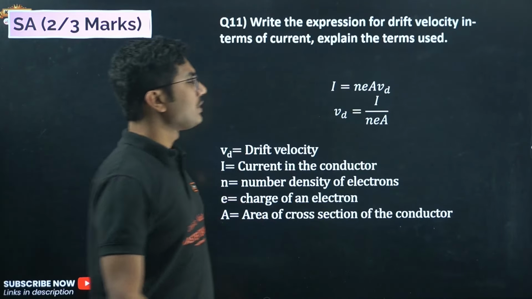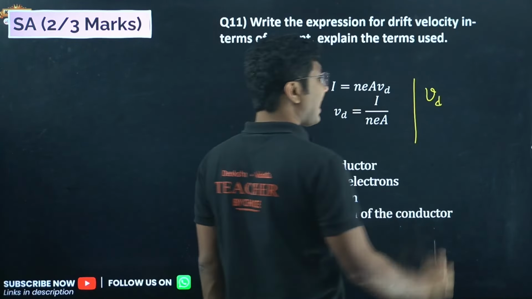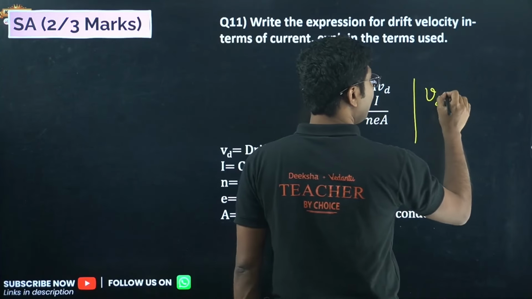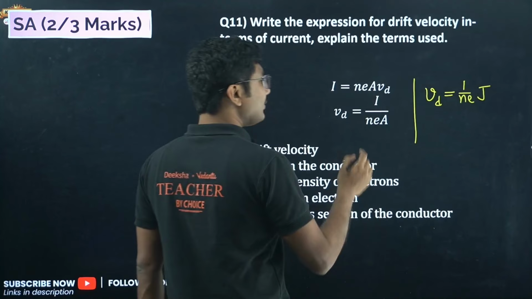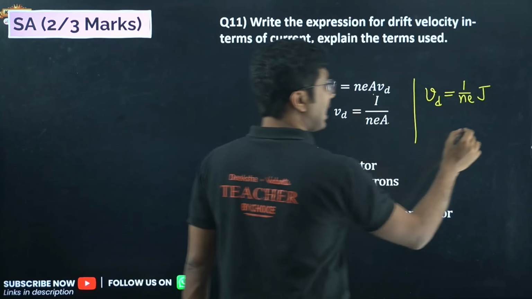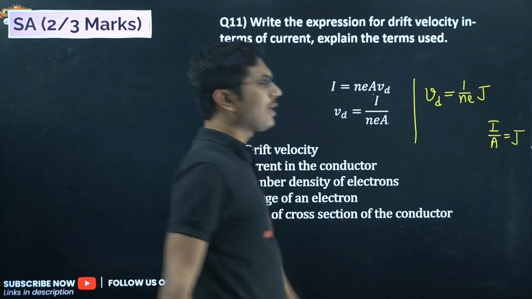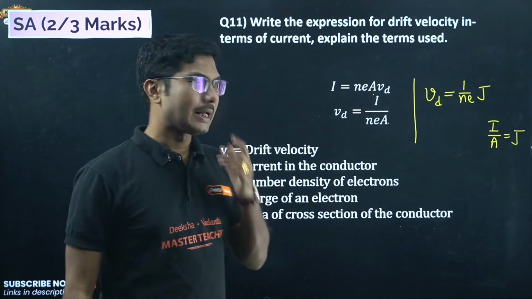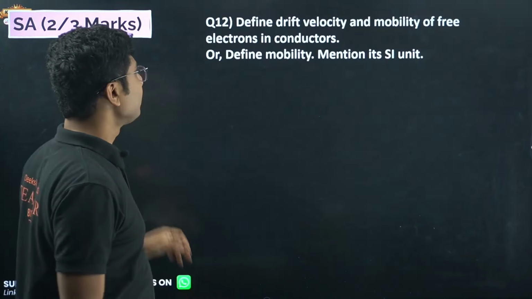Okay, sometimes this question might also be asked as what is the relationship between Vd and current density. Vd is given by 1 by Ne into J, where J is I by A. Okay, you can write in scalar form, or if you are writing vector form, Vd and J vector should be there, otherwise this is fine. Okay, now let's move on.